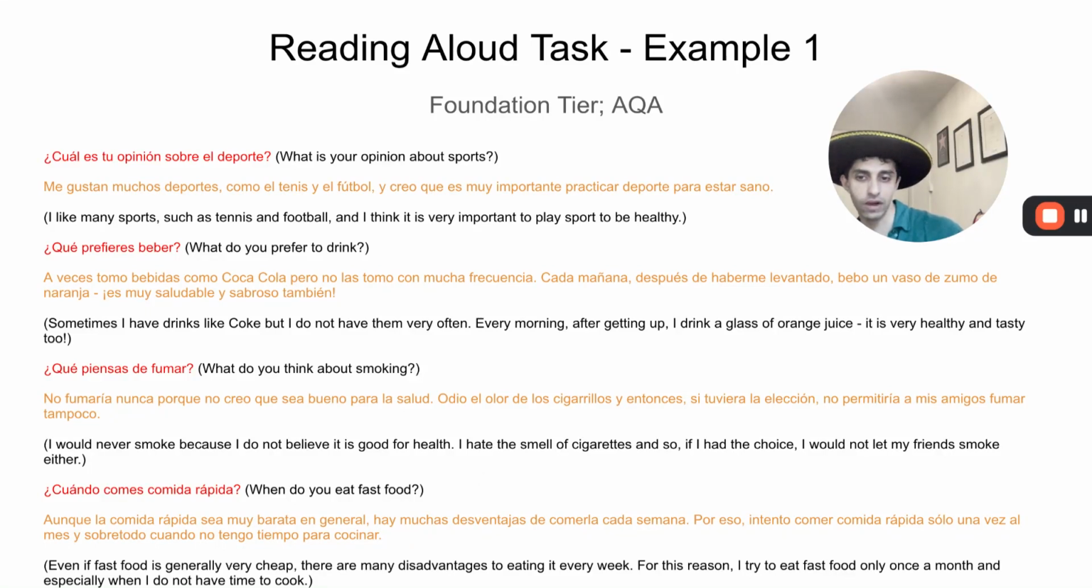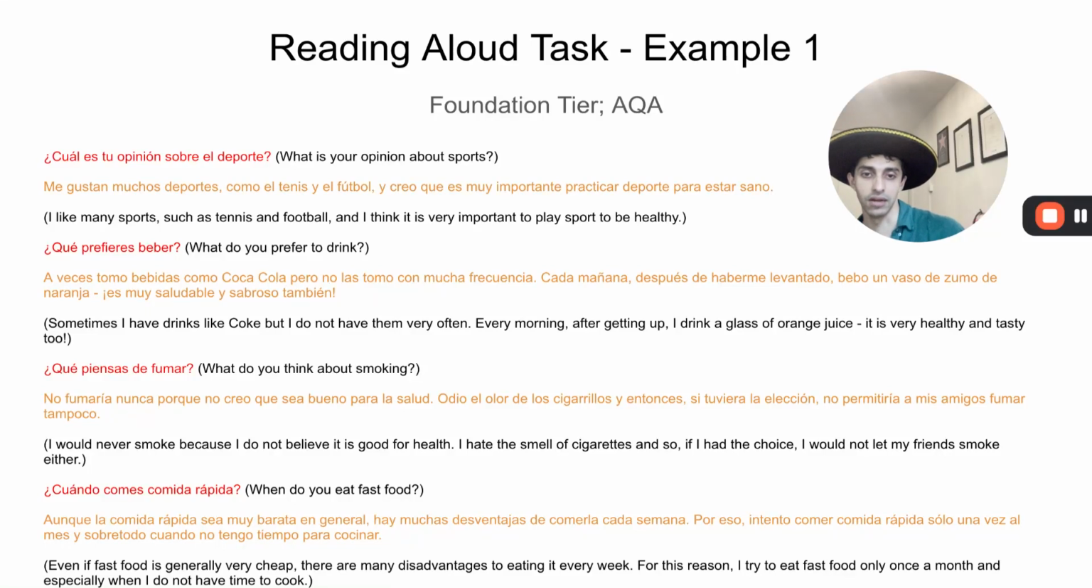However, I haven't varied the grammar too much. I've stuck to the exact question, so I've made sure that my answer is very relevant to each question that is being asked. And I've included some topic-specific vocabulary perhaps as well. Words like sabroso, tasty, saludable, healthy, are certainly relevant to the topic of health here. Deporte, perhaps too, la salud, health, and potentially a few others as well.